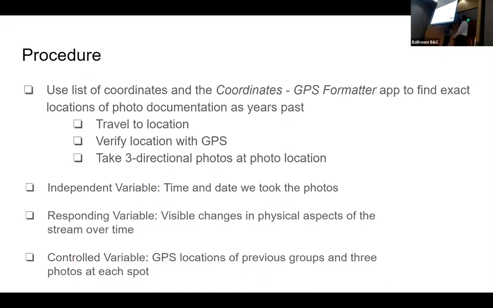So for our procedure, we took the data from the past data collectors, and luckily for us, they marked down all their data points, exact GPS locations, and named them nicely. So we took those GPS locations and went to the exact spot. We took a camera and we took a picture facing across the stream, another picture facing downstream, another picture facing upstream. Then we went to the next spot and repeated it.